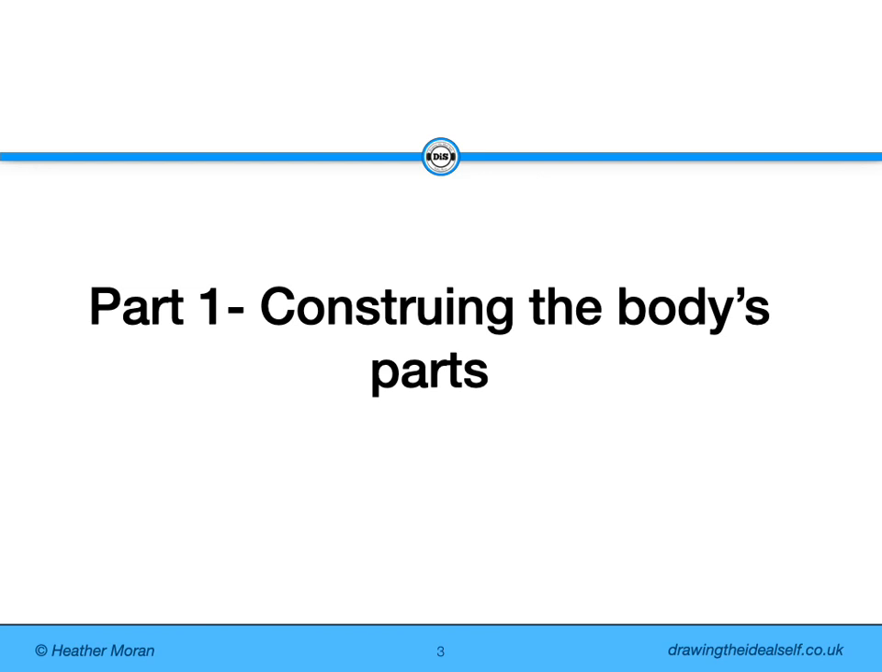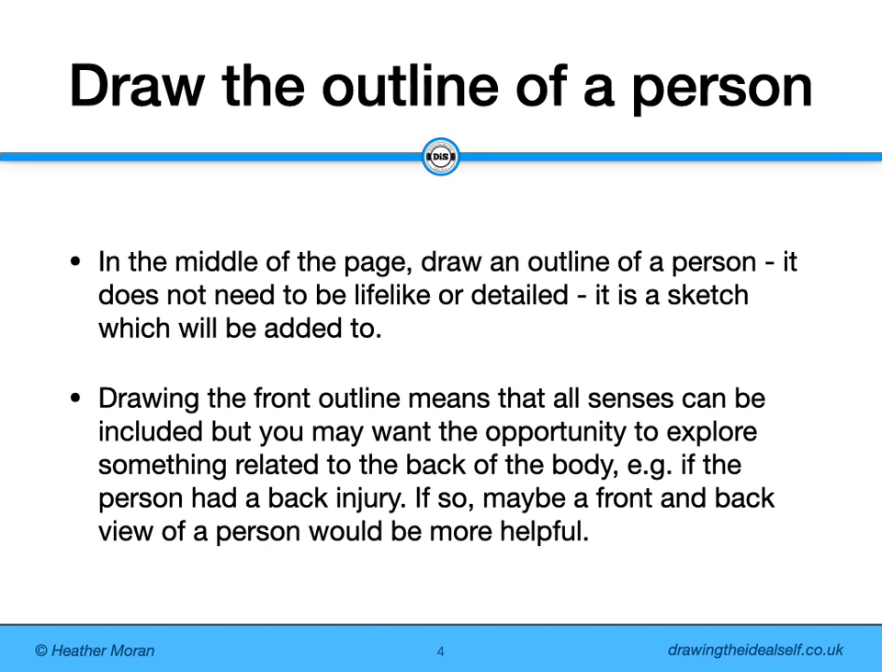Part 1. Construing the body's parts. So the first thing we're going to do is draw an outline of a person. We're going to use this to ask the person to construe the different body parts, but we need something to start from. So, in the middle of the page, draw an outline of a person.